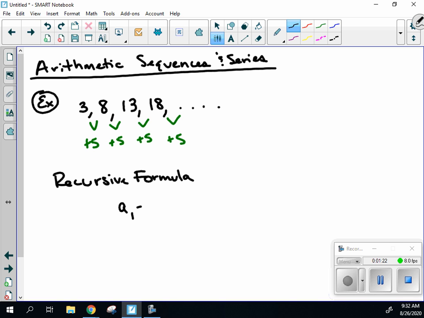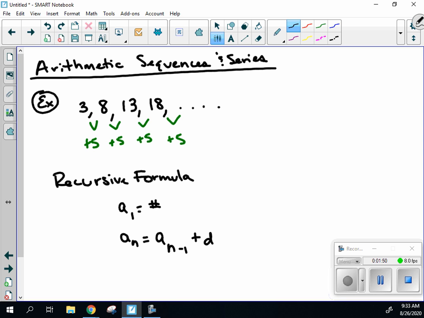So our A1 is going to equal a number, AN, where the A represents that it's arithmetic. That way you know. The N just represents the number of terms. So this is going to be AN minus 1, aka the previous term, plus your D.